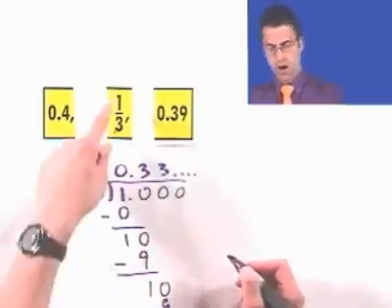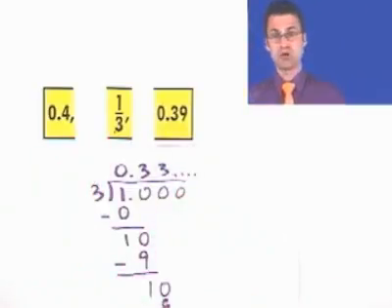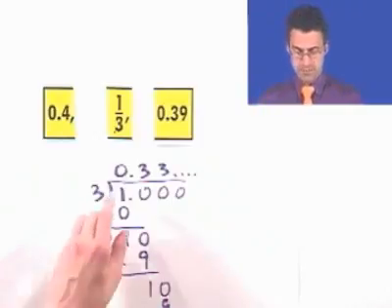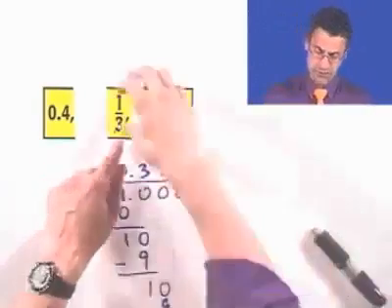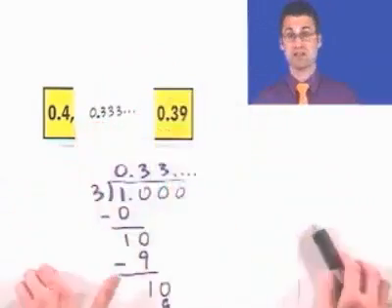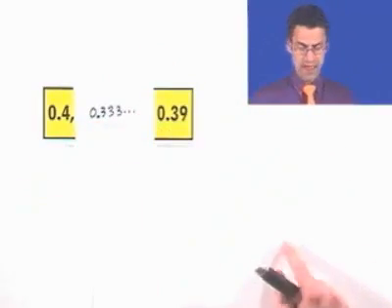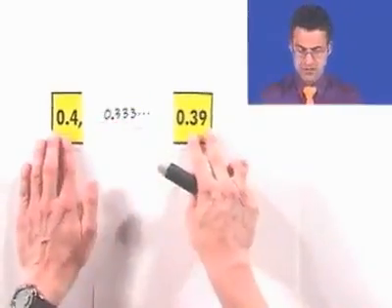So I see that 1/3 has an equivalent decimal expansion to be equal to 0.333 forever. Is that really true? Sure is. There it is. So that's pretty cool. So now that we have them in decimal, we can actually order them.